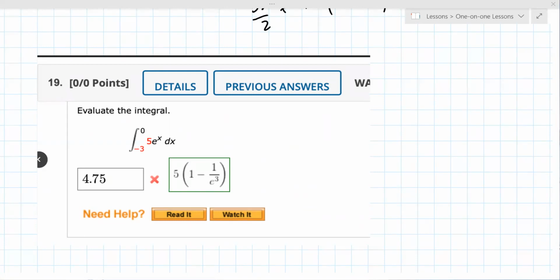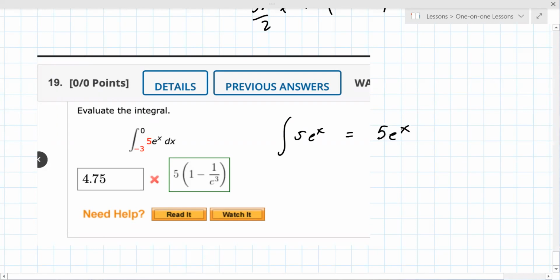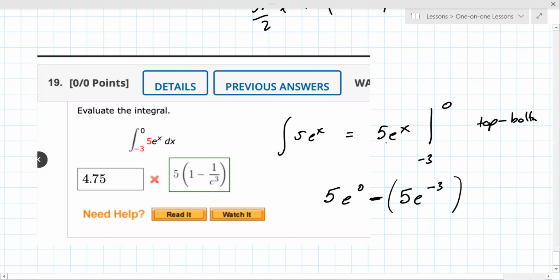Okay, so the integral here, the integral of 5e to the x is 5e to the x. Okay, so this is one of the most basic integrals, but you got the limits here. You got to evaluate it at minus 3 and 0. It's always the top minus the bottom. So this is 5e to the 0 minus 5e to the minus 3. Now, I know I usually put parentheses around this. You can, but it's only one term, so that's why I didn't include it there.